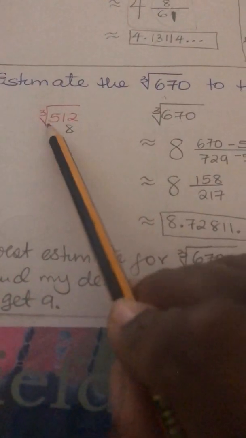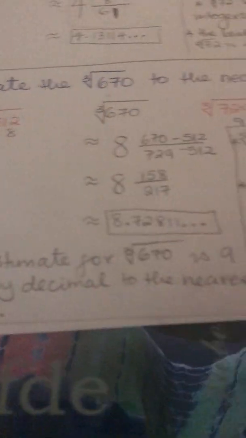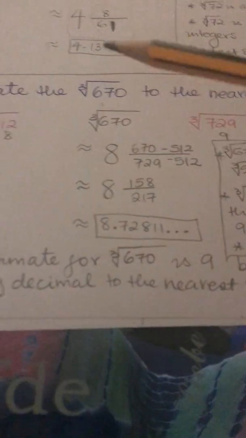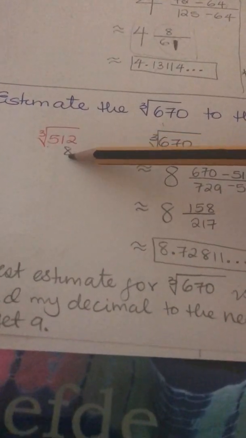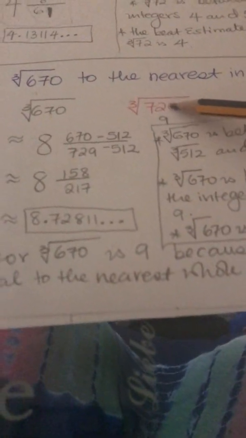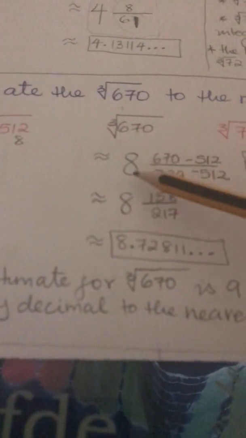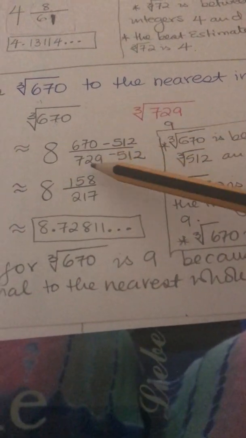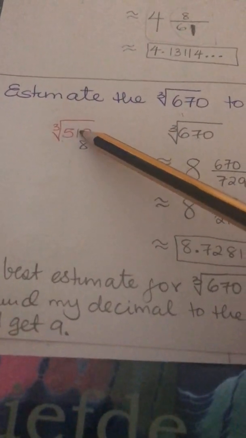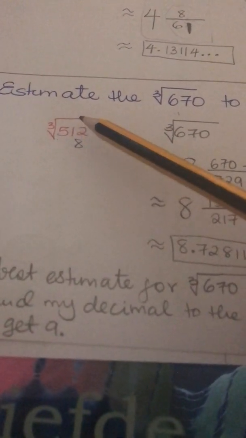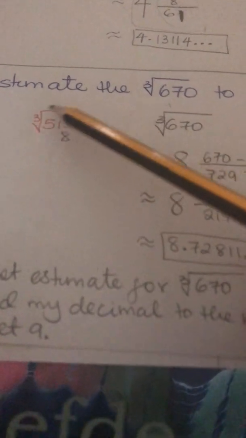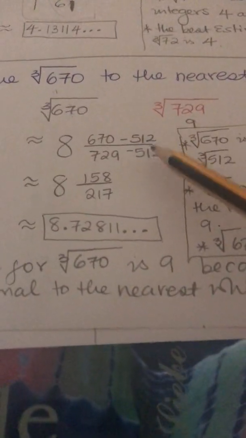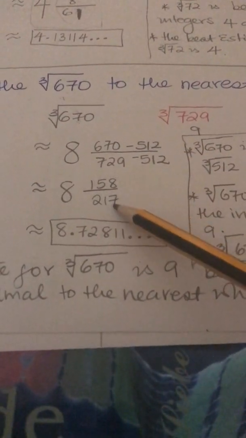Find the perfect cube before, which is 512, and the perfect cube after, which is 729. Then the cube root of 512 is 8. And then you write 8 as a whole number. This is your numerator. This is your denominator. You always minus the square root that was before the question. Okay? You get this as a fraction.